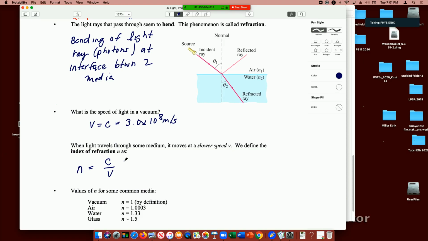Okay, so this is the speed of light in a vacuum. Okay, and this is the speed of light in some other medium.